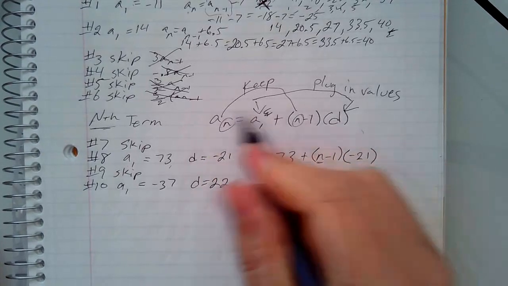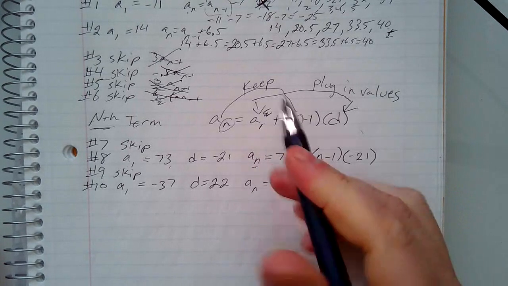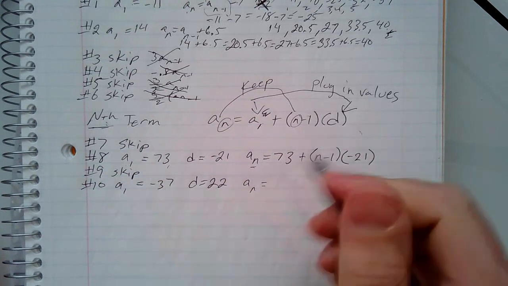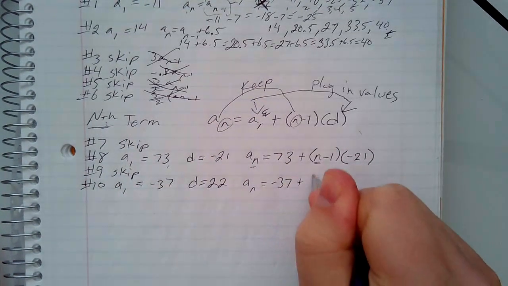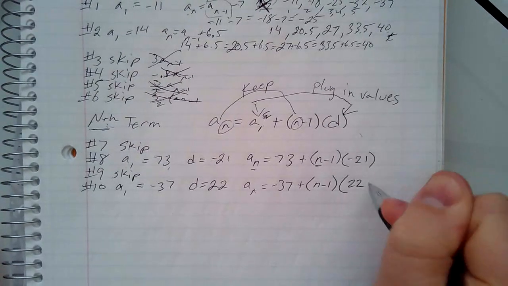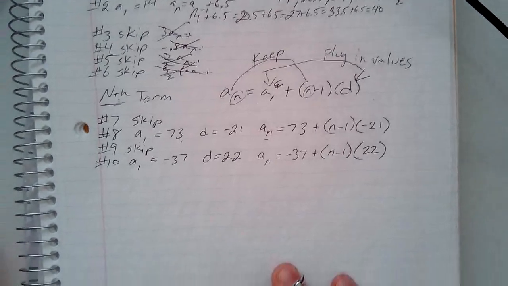We're going to plug it into this formula. It's going to say a sub n, and we keep the n because we're looking for the nth term. It's equal to the first term, which is negative 37, plus n minus 1 times our common difference of 22. All right, let's keep going.